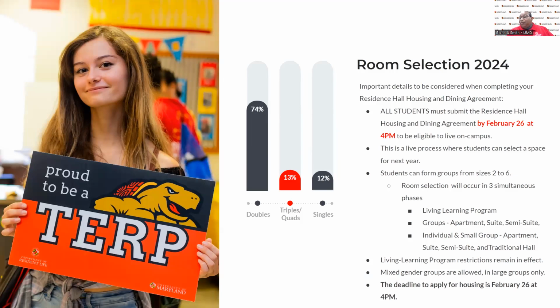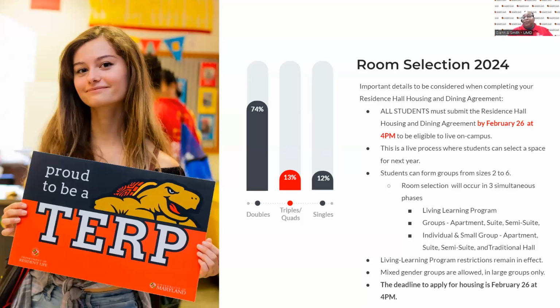So this applies to every student who is seeking to live in the residence halls again, including rising sophomores, juniors, and seniors. Eligible students will be able to select a space and start a group. Many students have already begun forming groups. These groups can consist of sizes from 2 to 6. When you have a group, you will elect a group leader. That group leader is responsible for selecting a space for the entire group. There are 3 different opportunities to select a space: if you're part of a living learning program, if you have a larger group, which is from 4 to 6, or if you're selecting as an individual or a smaller group from sizes 2 and 3.